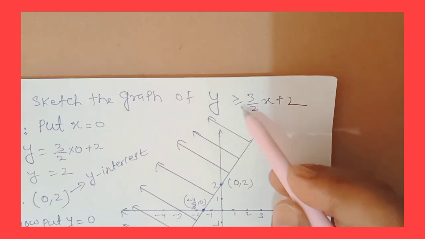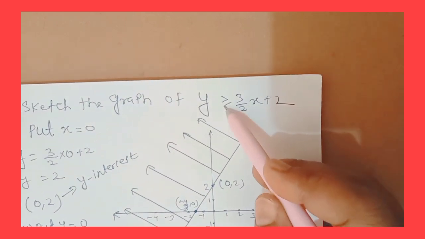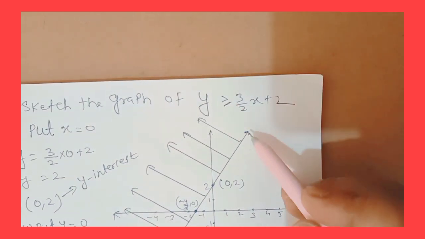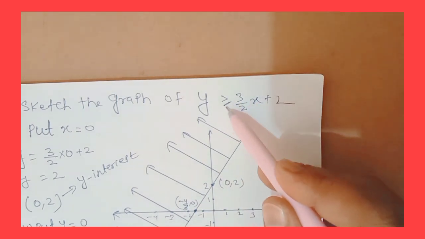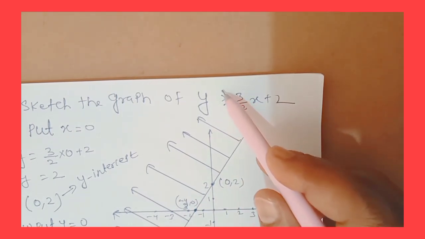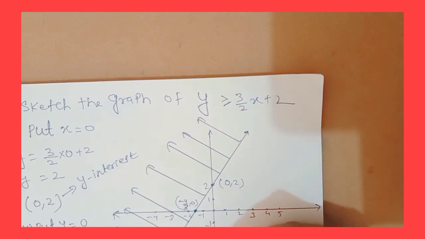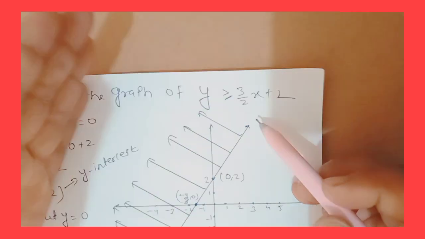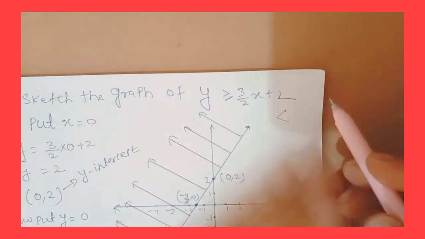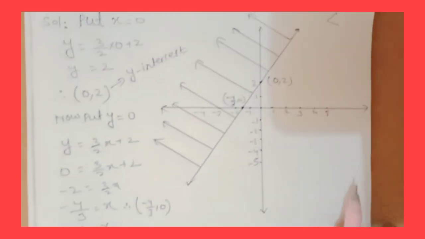One more important thing: here we have an equality symbol, so the line will be solid. If the equality is not there and it is only an inequality, it will be a dashed line. Now come to the shading part. If it is greater than, we shade above the line. If it is less than, we shade below the line. So this is all about the graph.